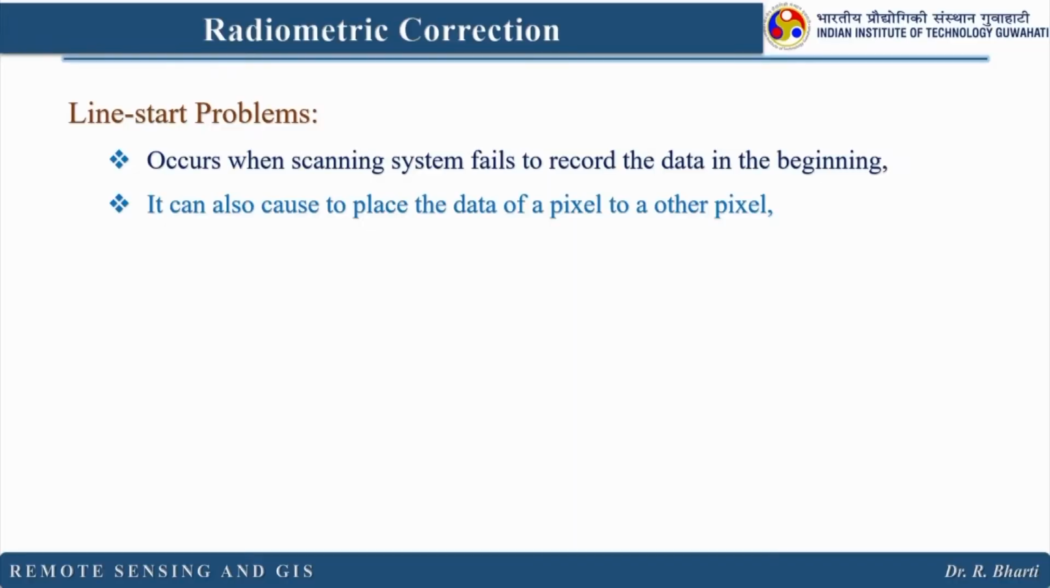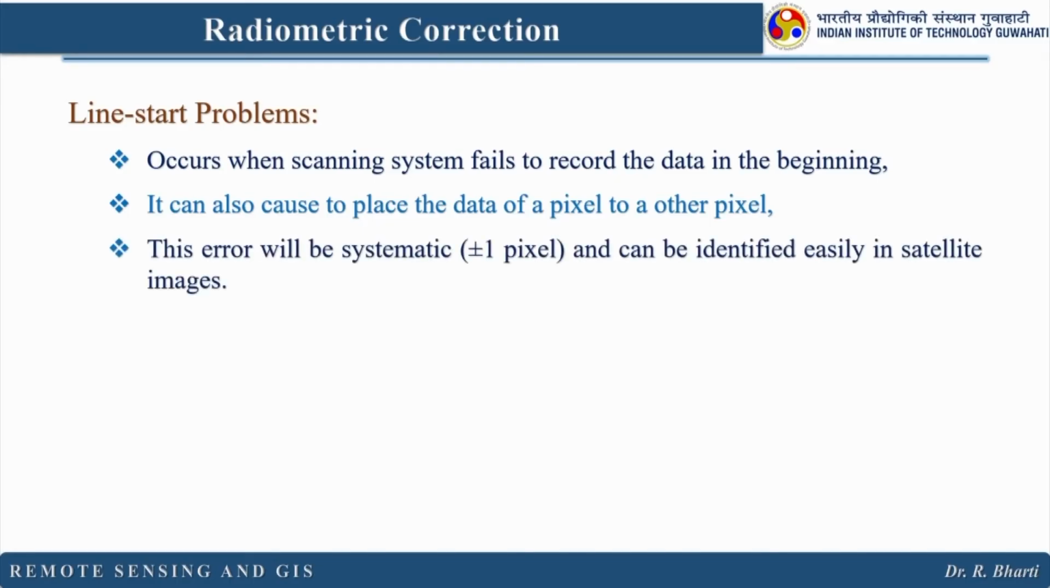So there is a problem when the image is starting; there itself you will have this problem. It can also cause the data of one pixel to be placed in another pixel, right. So there will be a change in the position, right. So this error will be systematic, plus or minus 1 pixel. So either this will be left side or right side or top or bottom. So depending upon the problem, you have to find the solution.